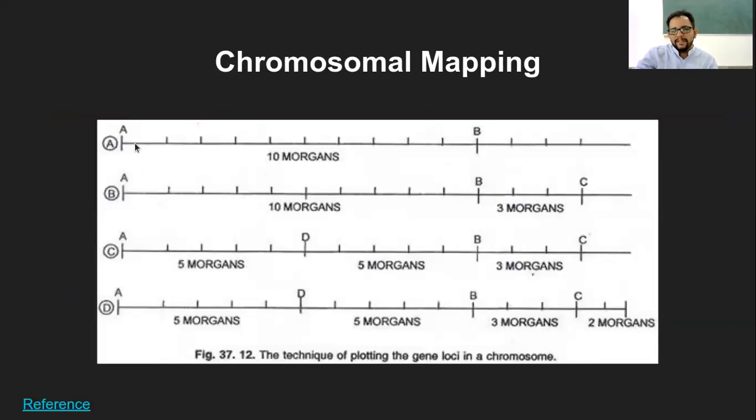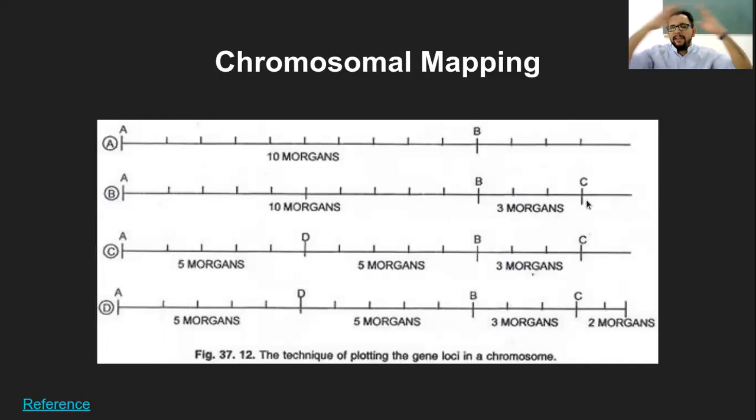If you look, the distance between A and B is 10 Morgans. A is here, B is here, and this is one chromosome. The distance between A and B is 10 Morgan. A to C is 13 and B to C will be only 3. So the chance of B and C recombination will be 3%. The chance of A and B recombination will be 10%. The chance of A and C recombination will be 13%.